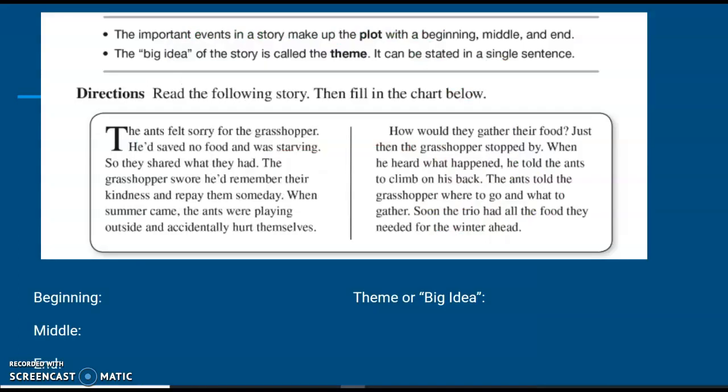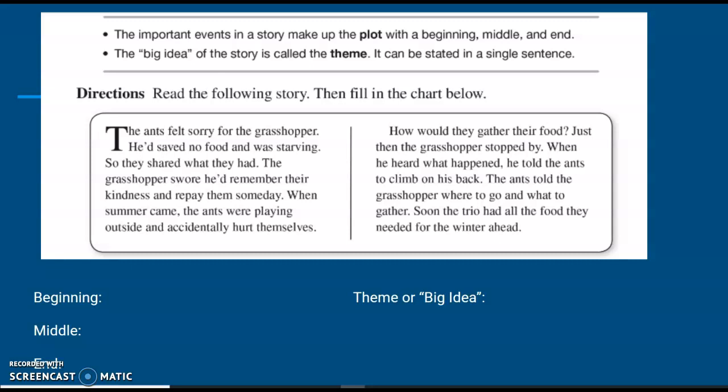So let's continue to practice finding the plot, the beginning, middle, and end of a story, and the theme, or the big idea. Okay, so remember, the important events in a story make up the plot with a beginning, middle, and end. The big idea of the story is called the theme, and it can be stated in a single sentence. Okay, so track with your eyes as I read this next story to you.